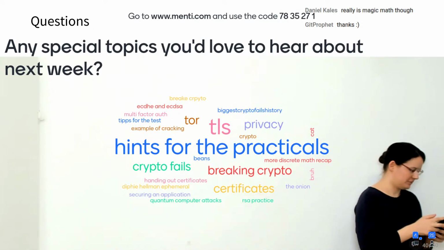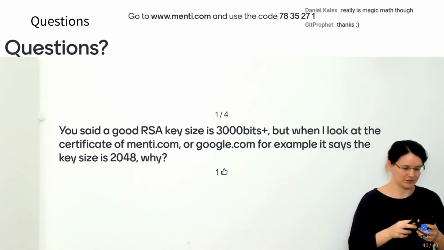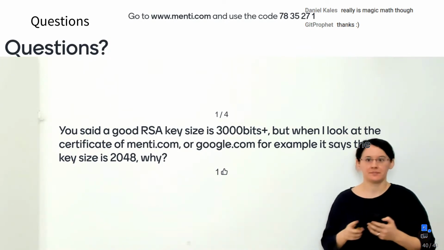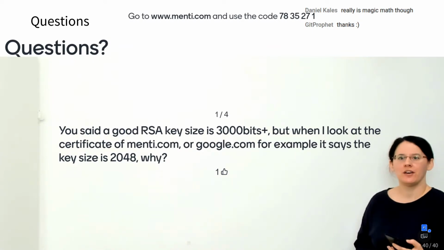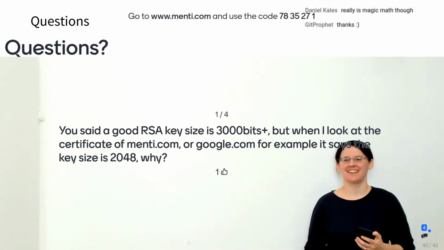So finally, time for your questions, although we are already running a bit over time, but I hope you don't mind. So what do we have here? You said that a good RSA key size is 3000 plus bits, but when I look at the certificate of menti.com or Google, it says 2048. Very well observed, so you actually already checked it out.